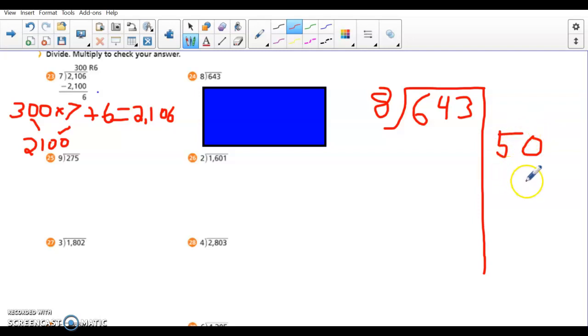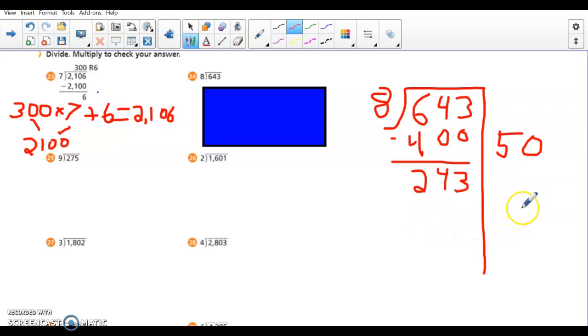Okay? Now I just need to think of my zeros trick. So 5 times 8 is 40. And I started with a 0, so I need another 0. Now I need to subtract that 400 because that's my 50 eights that I just pulled out. That leaves 243. Okay. 50, let's do that again? Ooh, that'd be 400. That's way too much.